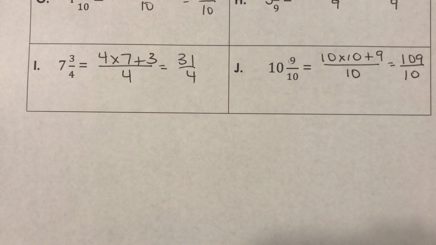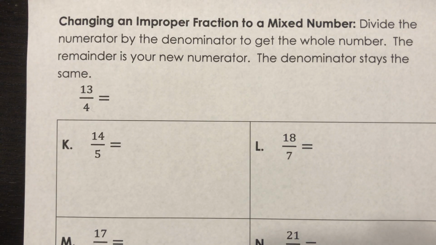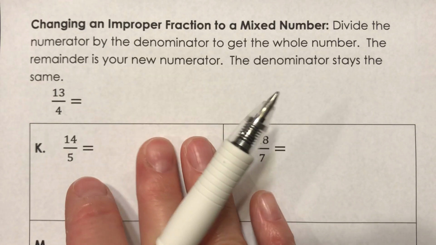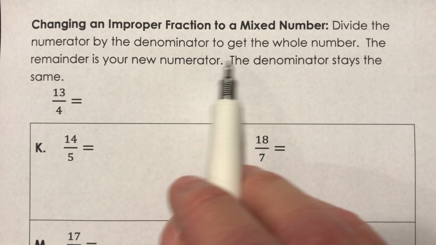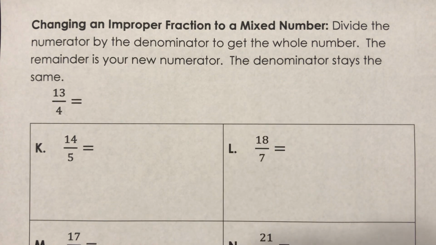Okay, so that is changing a mixed number to a fraction. On your second sheet, I have changing an improper fraction to a mixed number. And the directions here say, divide the numerator by the denominator to get the whole number. The remainder is your new numerator. The denominator stays the same.